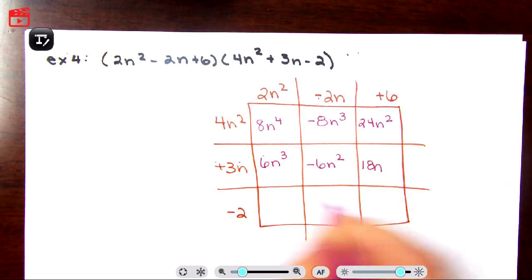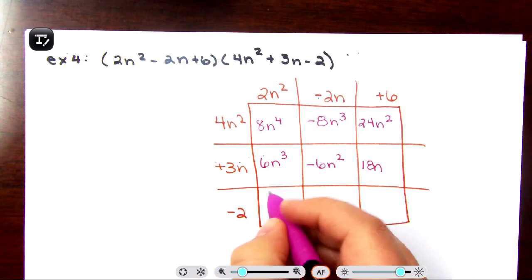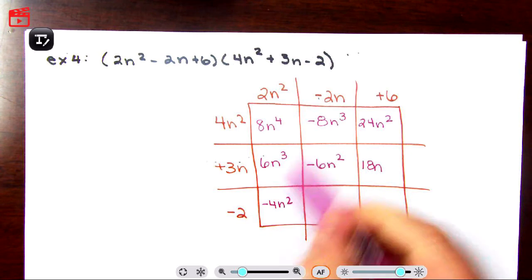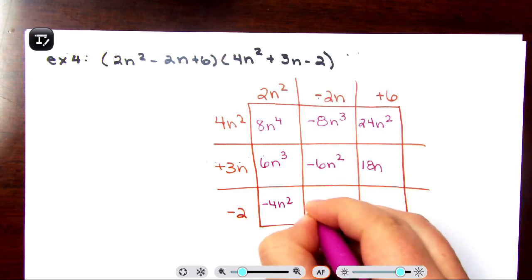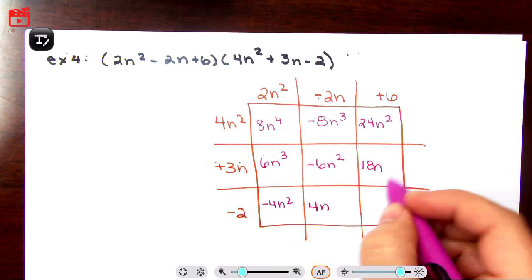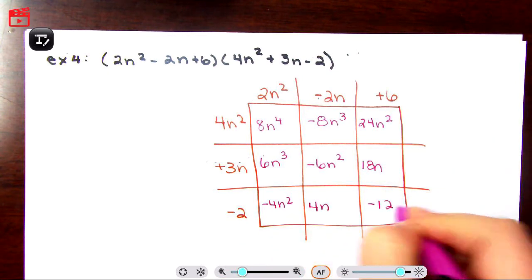And I have one singular n. Negative 2 times 2n squared, that is negative 4n squared. Negative 2 times negative 2 is positive 4. I have one singular n. And then I have negative 2 times 6, that is negative 12.